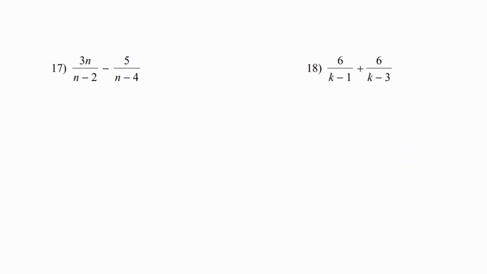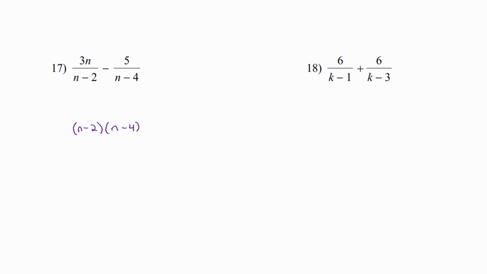These last two are a little trickier, but are also, they're just different actually, not necessarily trickier. There's no way to make n minus 2 be n minus 4 or vice versa if we're only allowed to use multiplication. We're not allowed to subtract 2 to turn this into a negative 4. It has to be multiplication. So that means that our common denominator is actually n minus 2 times n minus 4.